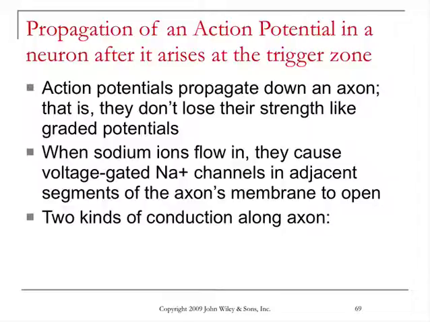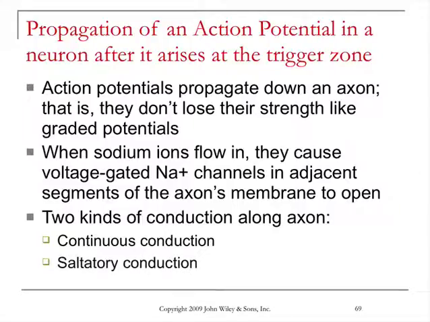There are two kinds of conduction that occur down an axon. One is called continuous conduction, and the other is called saltatory conduction, and we'll look at the difference between these two in the next two slides.